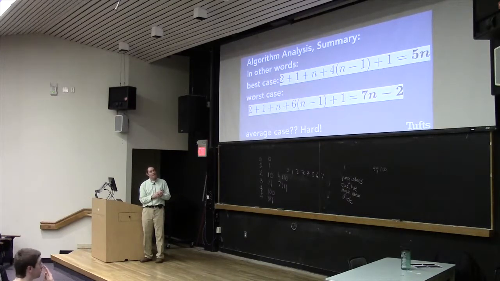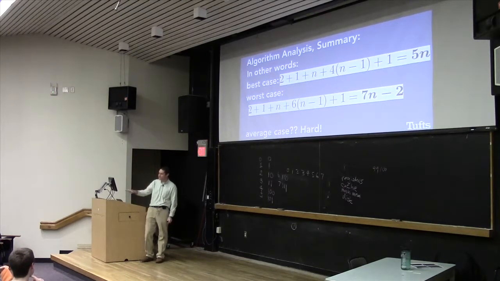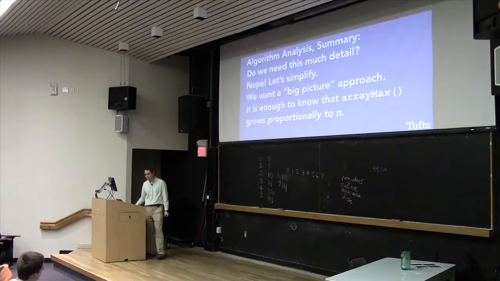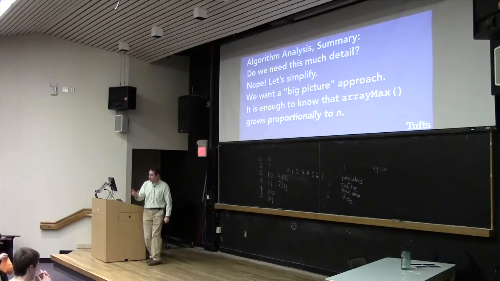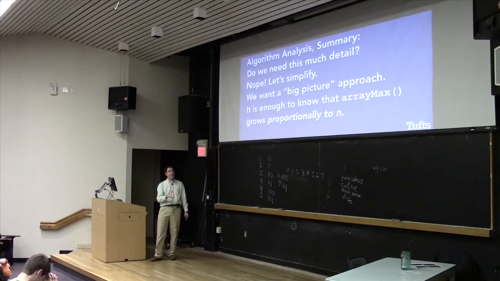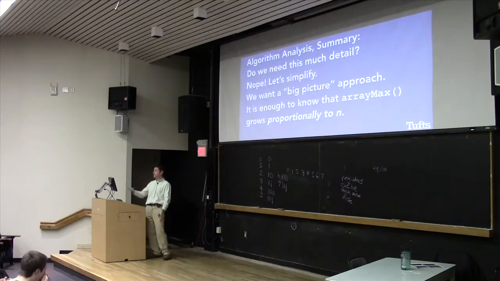Do we care about the 7 and the 2? As it turns out, we aren't actually going to care about those, except in very certain circumstances where the constants are so big that it will make a difference. Those are special cases that you need to worry about, but not too bad. Again, we're trying to make sure that we know that in this case, the speed of array max grows proportionally to the number of elements in there.